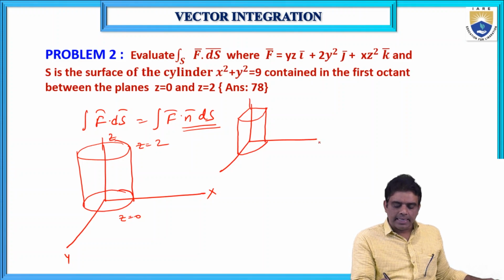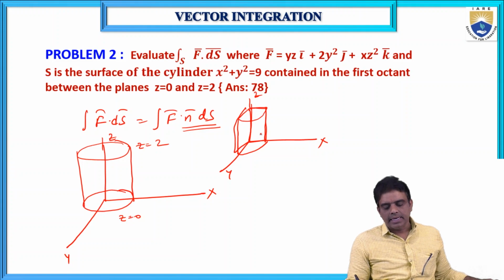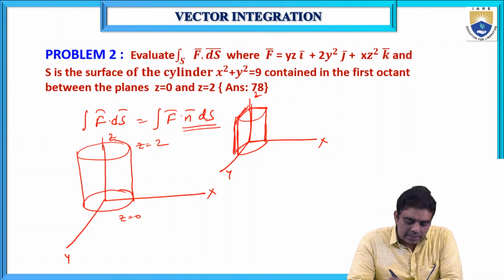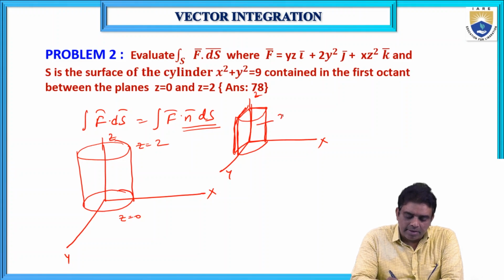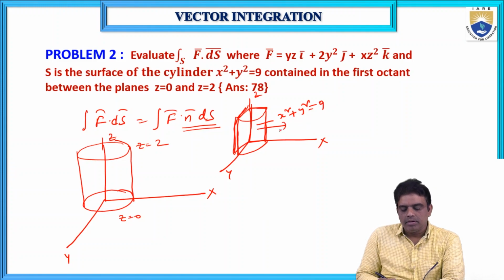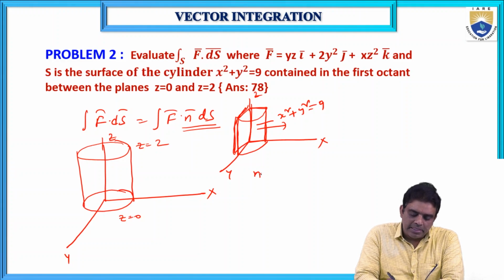So this is the x-axis, y-axis, z-axis, and these are the parallel planes. These are the rectangles, because we are considering only the octant of the cylinder. The cylinder equation is x square plus y square is equal to 9. So we have to find the unit outward normal vector, n cap. So what is n cap? n cap means it is grad phi by magnitude of grad phi.